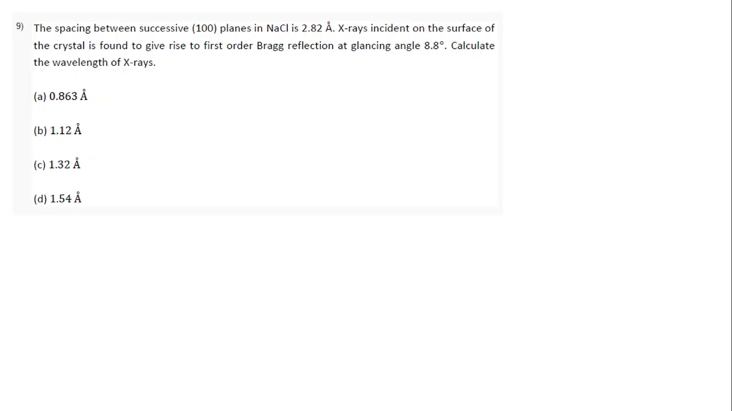The spacing between successive 100 planes in NaCl is, okay, so d100, the interplanar spacing, is 2.82 angstrom. X-rays incident on the surface of the crystal are found to give rise to first order Bragg reflection, means this, at a glancing angle of 8.8 degrees, means theta is 8.8 degrees. Calculate the wavelength of X-rays.